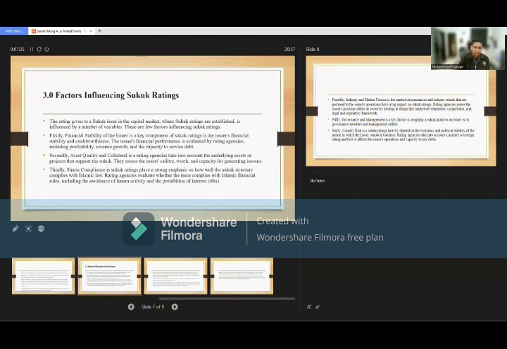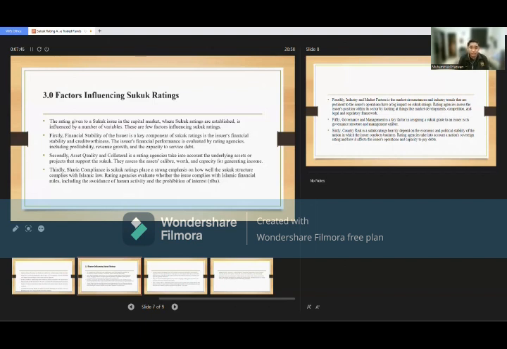The second one is asset quality and collateral. Agencies take into account the underlying asset of a project that supports the Sukuk, and they also assess the asset's caliber, worth, and capacity for generating income.